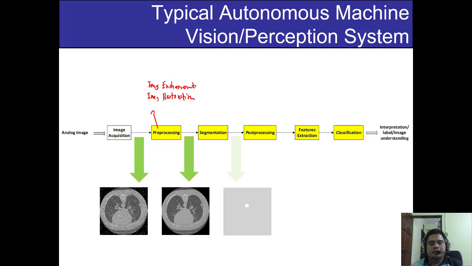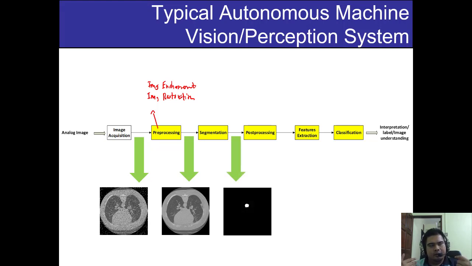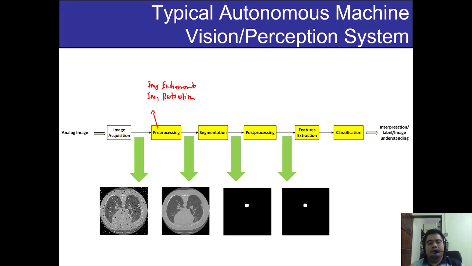And then the next process is segmentation. Of course, I have explained to you what segmentation is. By applying segmentation, you can separate the pixels belonging to the background from the pixels belonging to your region of interest. And then the next process is post processing. The post processing over here is actually your morphological processing, which you will learn in the last chapter.